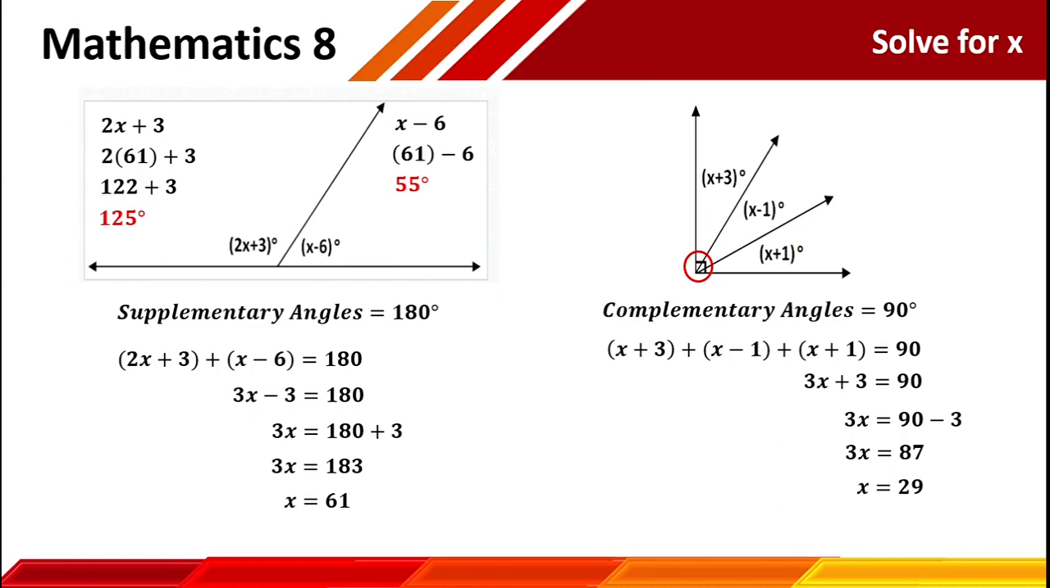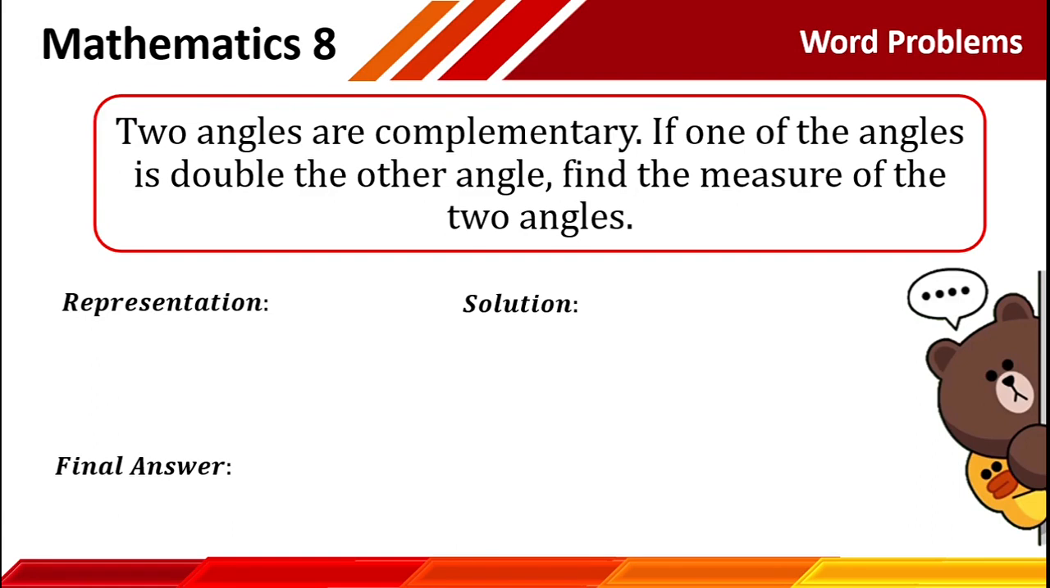And to find the values of each given angle, we just substitute the value of x, which is 29, to each expression. So 29 plus 3 is equal to 32 degrees. 29 minus 1 is equal to 28 degrees. And 29 plus 1 is equal to 30 degrees. Now let's apply this given concept on our word problems.